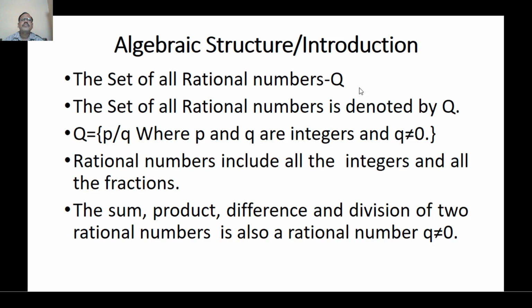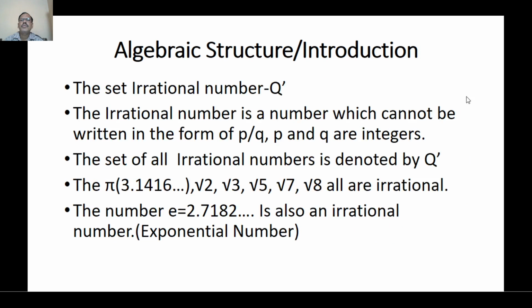The set of all irrational numbers is denoted by Q dash, and these cannot be written or expressed in the form of P by Q, where P and Q are integers and Q is not equal to 0. So the set of all irrational numbers is denoted by the letter Q dash, and root 2, root 3, root 5, root 7, root 8 (root 8 is 2 root 2) are all irrational numbers.